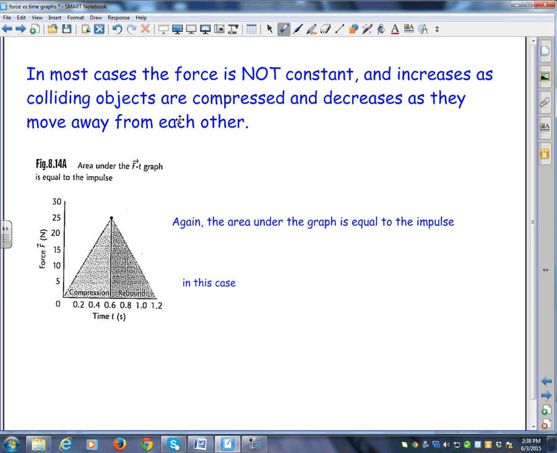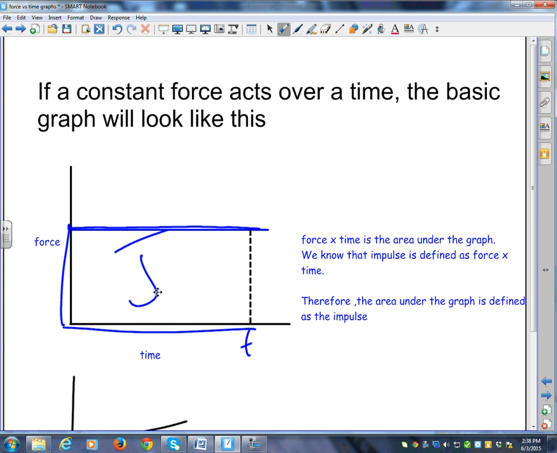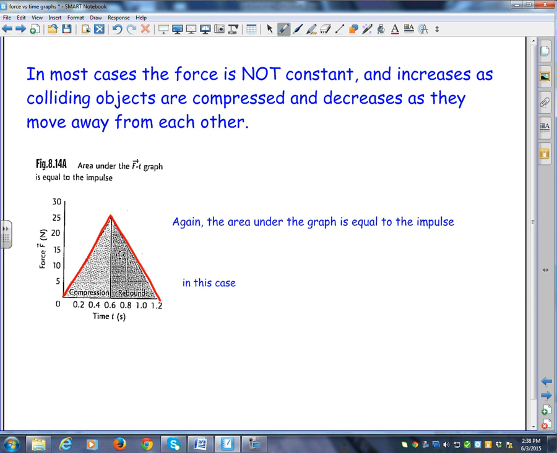This is taking a racket and hitting a tennis ball, right? And as you compress the ball, the force increases until it can't compress anymore, and it starts to bounce off, and then you get that rebound effect, and then there's less and less force. So the force is not constant, but that's okay because we've already defined the area as the impulse. If it is constant, then it's easy to do. We just have to find the area here, but in this case, it's not going to be force times distance. What is it going to be?